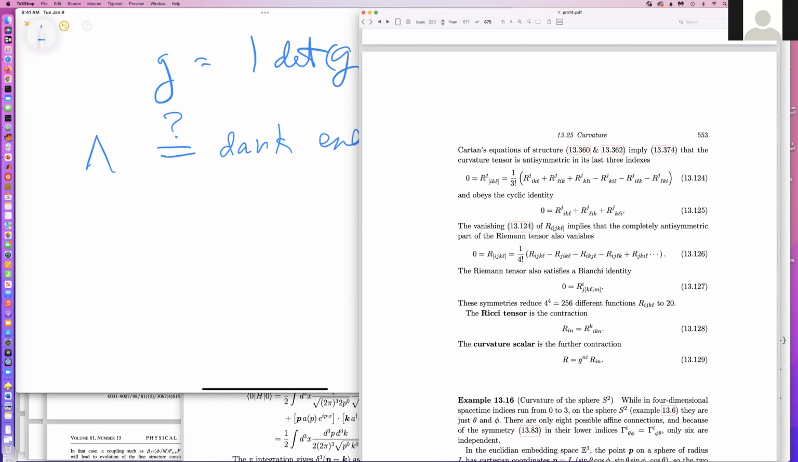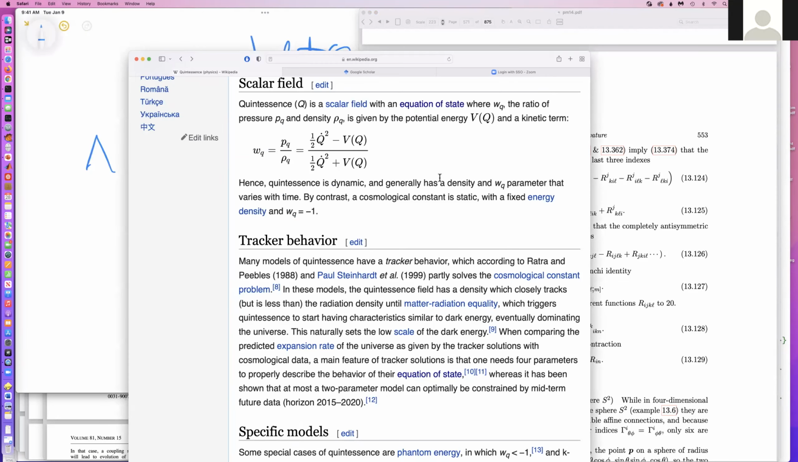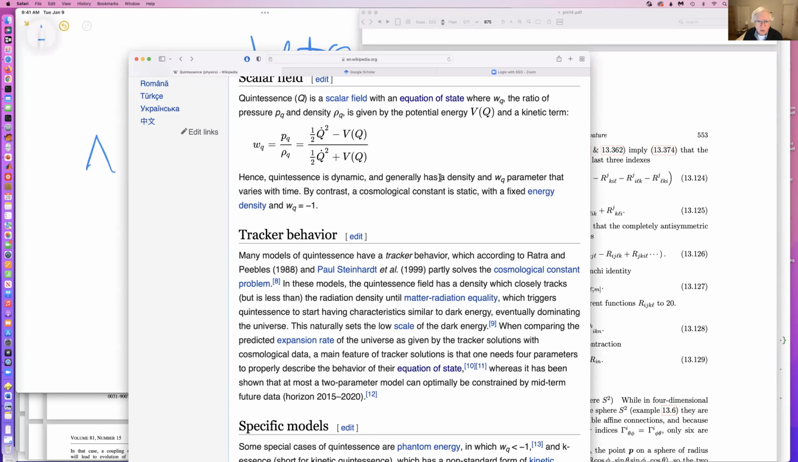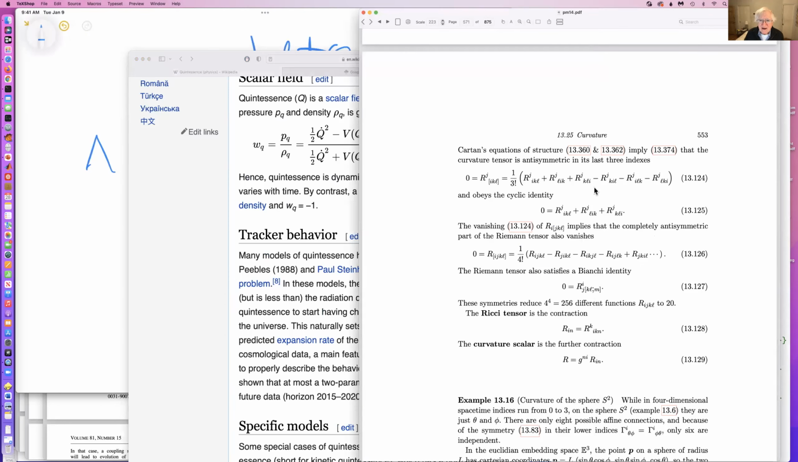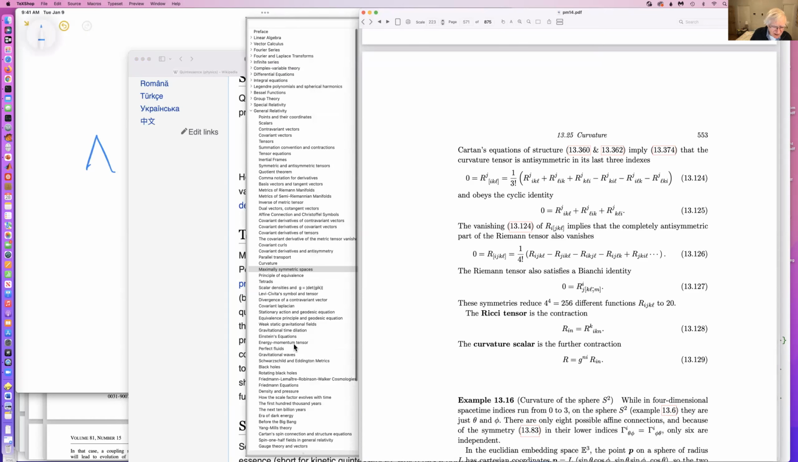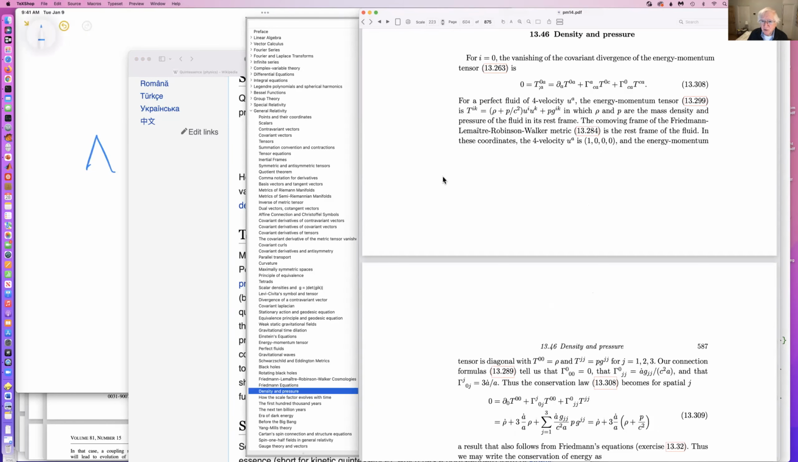Now, there's a nice wiki page on this, and one of the possibilities here is that there's a scalar field or several scalar fields, and if you compute the pressure, you get this. You compute the energy density, you get that, and you take the ratio, and this then determines what the field behaves like, and that's discussed here in density and pressure.